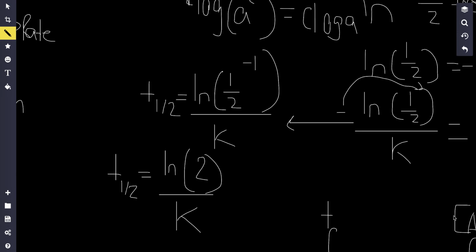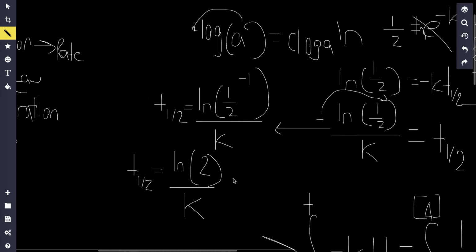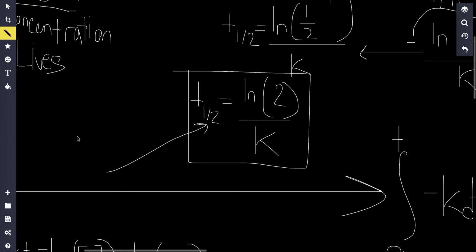And there we go. If we want to find out an exact value, or if you want to use an estimate, ln of 2 is about 0.693. So that is an estimate that you could use. But if you have a calculator, just use ln of 2. There we go. The half-life for a first order reaction is going to be ln of 2 divided by the rate constant.